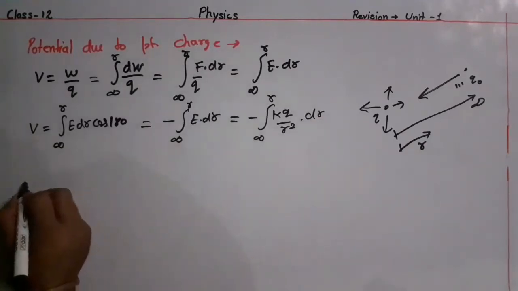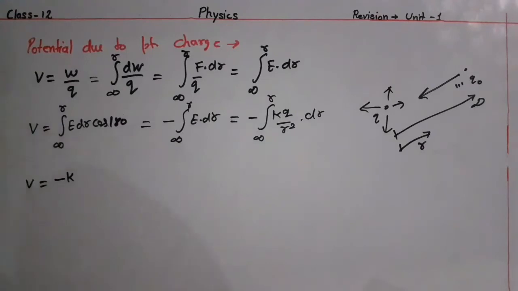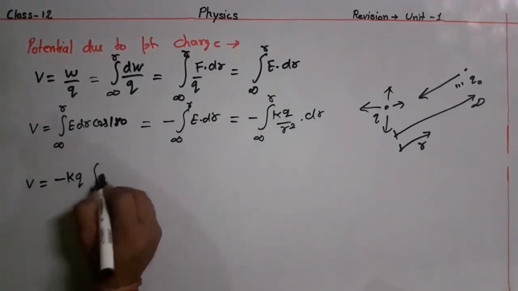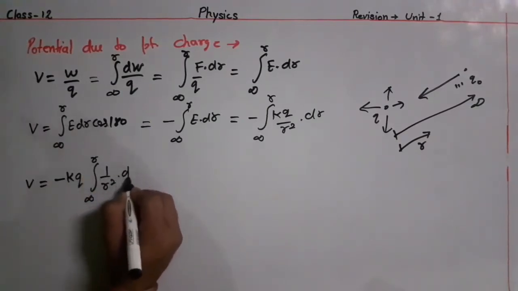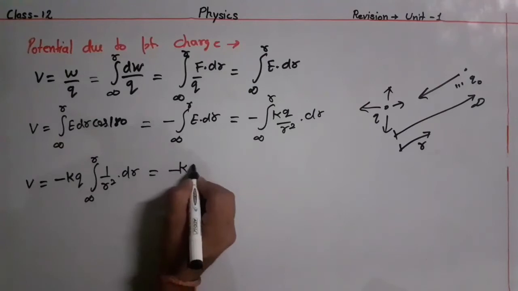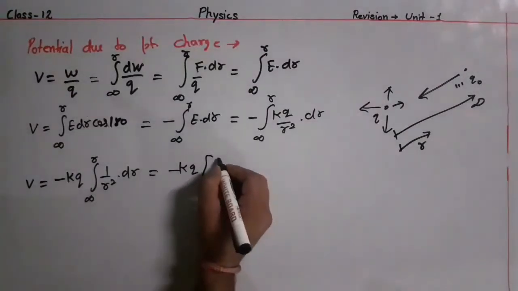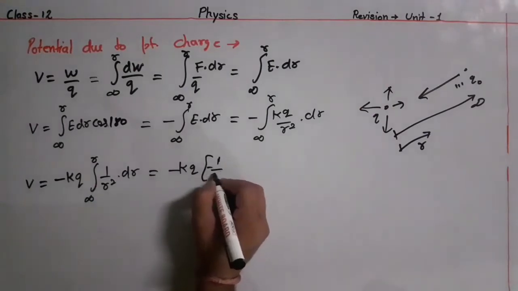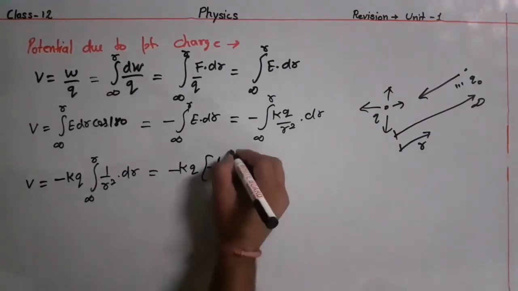Now by simply solving the integration, we will take k and q outside of this integration. Why? Because these are constant terms. So we will get the integration of 1 by r square into dr. This will give us minus kq times the integral. To solve this integration, we will get minus of 1 by r, and the limit is infinity to r.